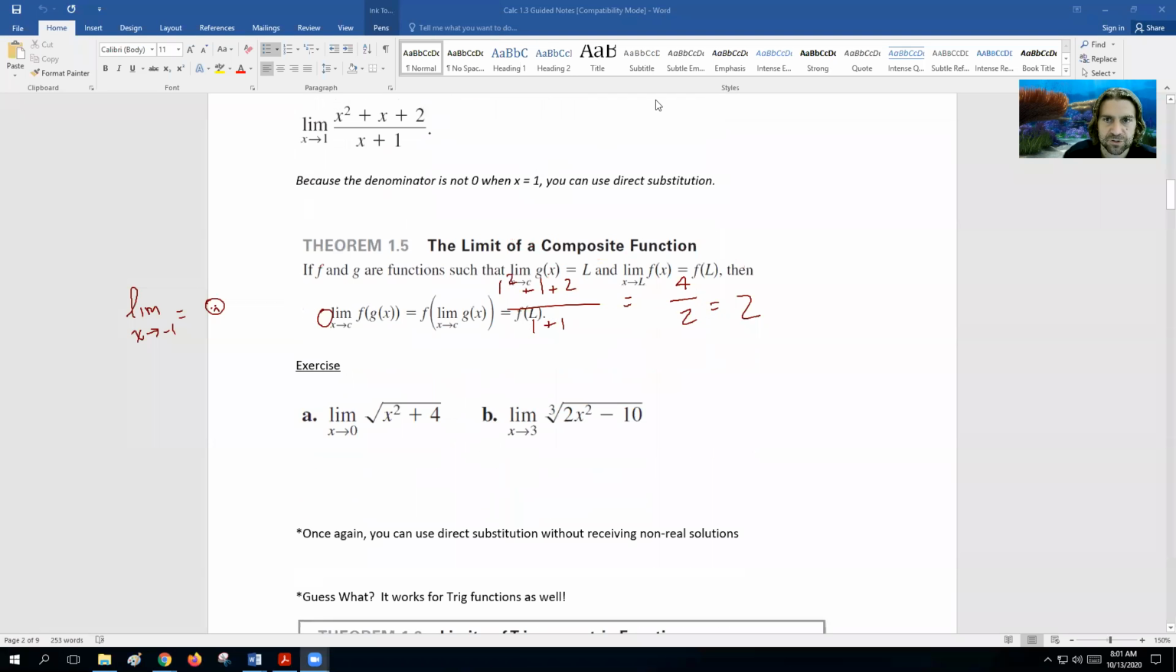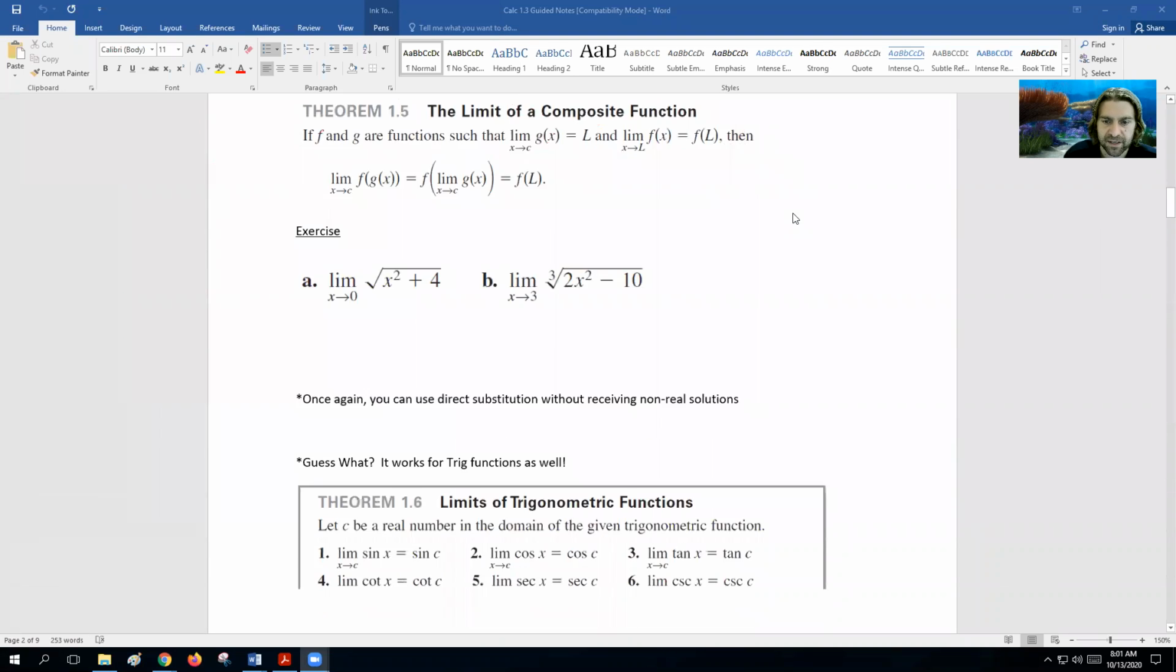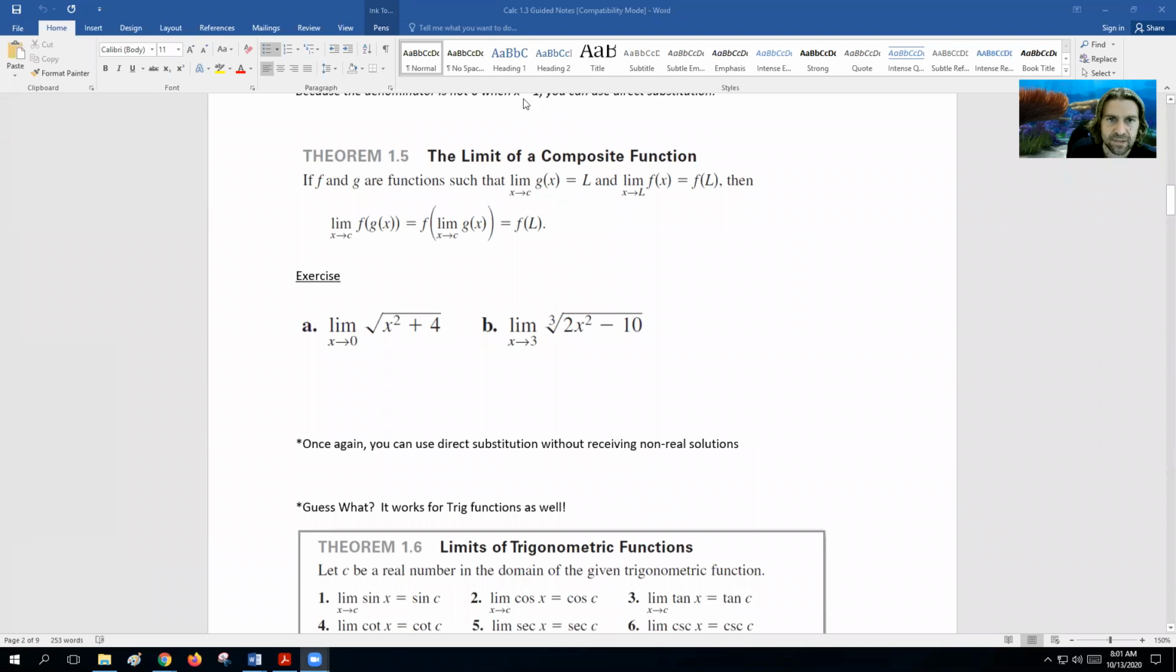So with these direct substitution properties, these basic properties here, if we can plug it in, we're just going to plug it in. So if we got this limit here as x goes to 0 of this function, even though it's a square root function or a cube root function, if we can plug it in, we plug it in. 0 squared plus 4 would be the square root of 4, which is just 2. Same thing here. Okay, if we can plug 3 in, the cube root of 2 times 3 squared minus 10. Well, let's see, that would be 3 squared is 9 times 2 is 18 minus 10. So that's a cube root of 8, which is just 2. So if we can plug it in, we plug it in.